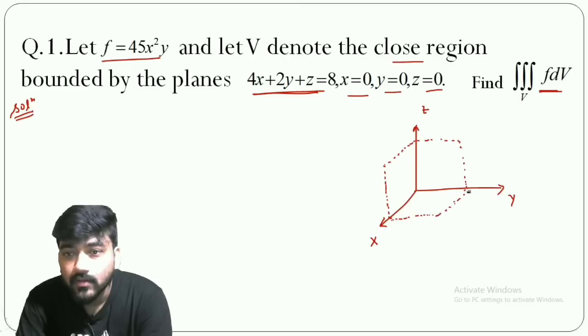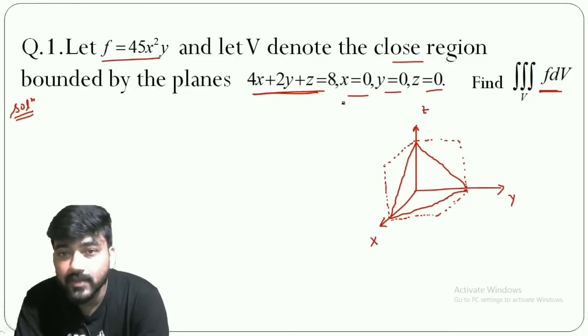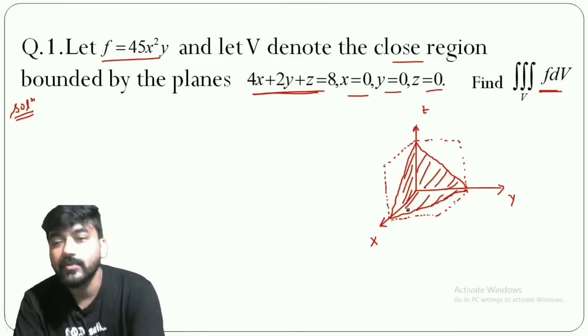Okay, so when I draw this plane, 4x plus 2y plus z, it will be something like this. Okay, so this is the bounded volume within this. So this plane, 4x plus 2y plus z is equal to 8, and x is equal to 0, y is equal to 0, z is equal to 0. So this is the bounded region, the bounded volume. Okay, that we have to find out.